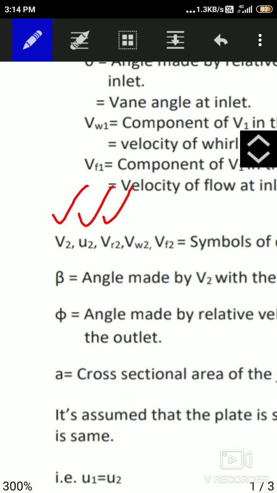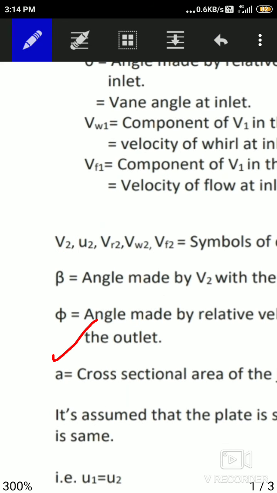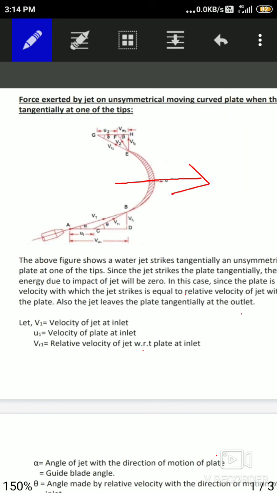A is the cross-sectional area of the jet. Here one thing: the plate is moving in a straight line. That's why the velocity of plate at the inlet is equal to the velocity of plate at the outlet. So we can say U1 is equal to U2.